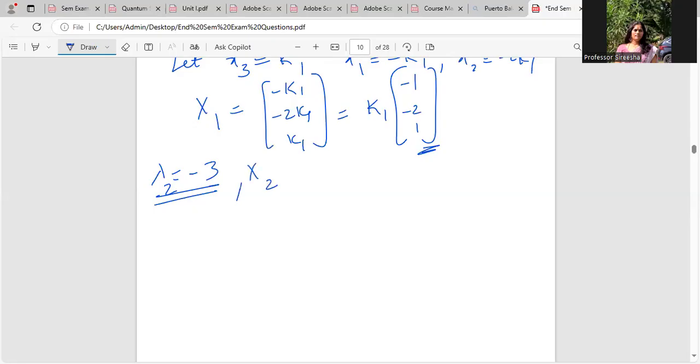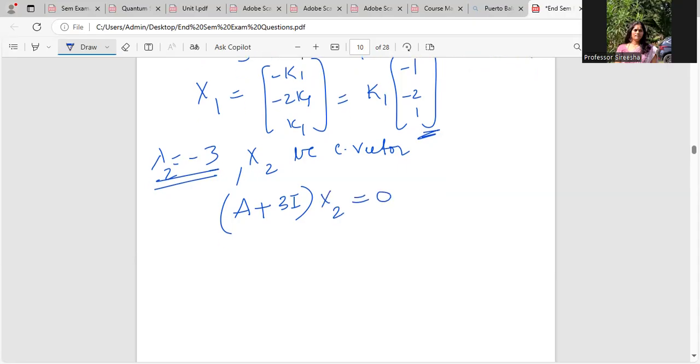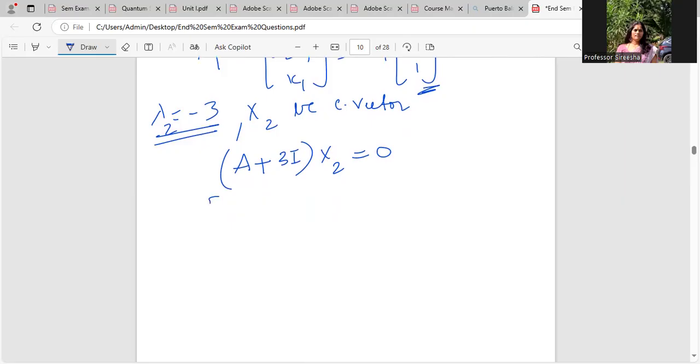Let x2 be the eigenvector for lambda 2 is equal to minus 3. So what I will get is A minus of minus 3, that is A plus 3I. Please be careful, there's a minus sign for the eigenvalue. A minus lambda I, so minus of minus would be plus. Usually students tend to make this mistake, right? This is equal to 0. So I'll add 3 to all the diagonal elements of A.